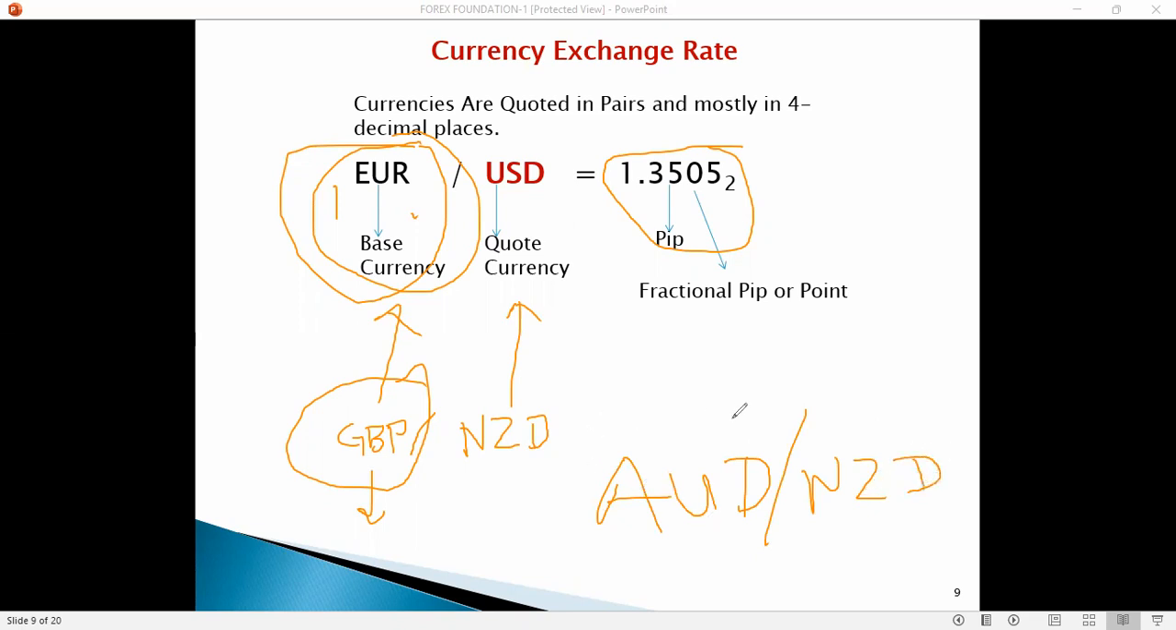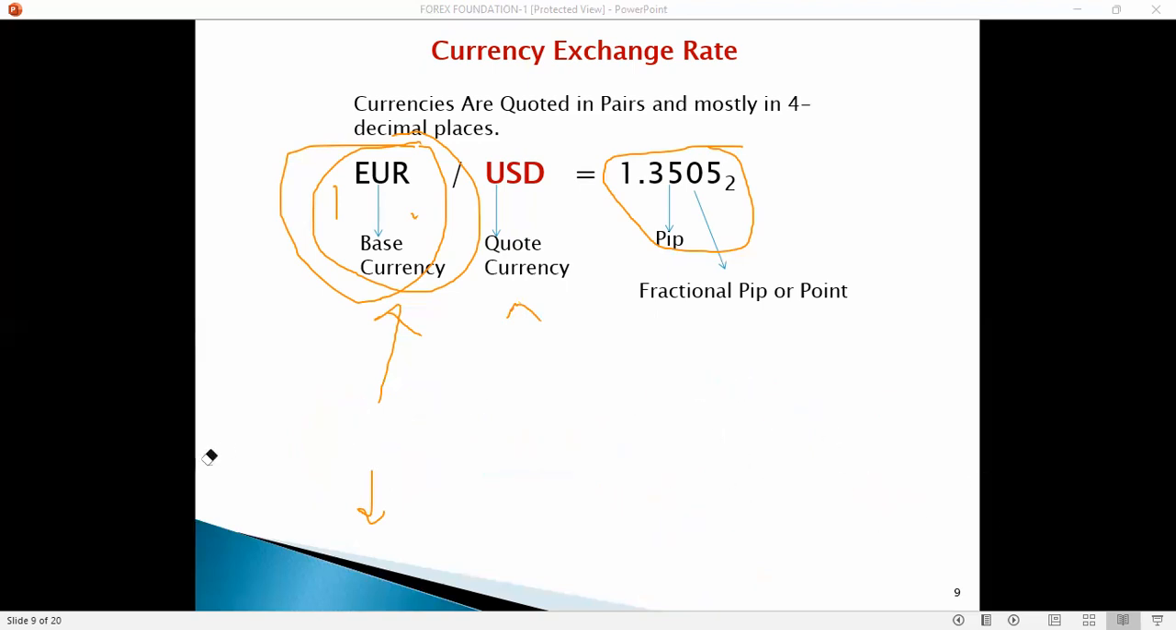AUZNZD. This is a pair. So you will know that this one right here is the base, which means this one is 1. So this one is going to be in exchange to this one. I hope this is super clear to you guys.